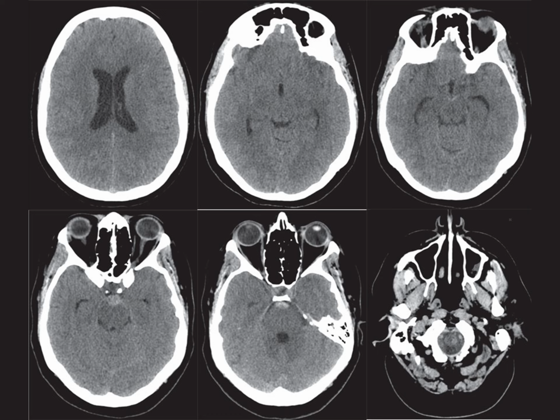However, the presence of high attenuation material in the basal cisterns likely represents a recent subarachnoid hemorrhage. Despite these findings, no obvious cause, such as an aneurysm or vascular malformation, is identifiable on these images.